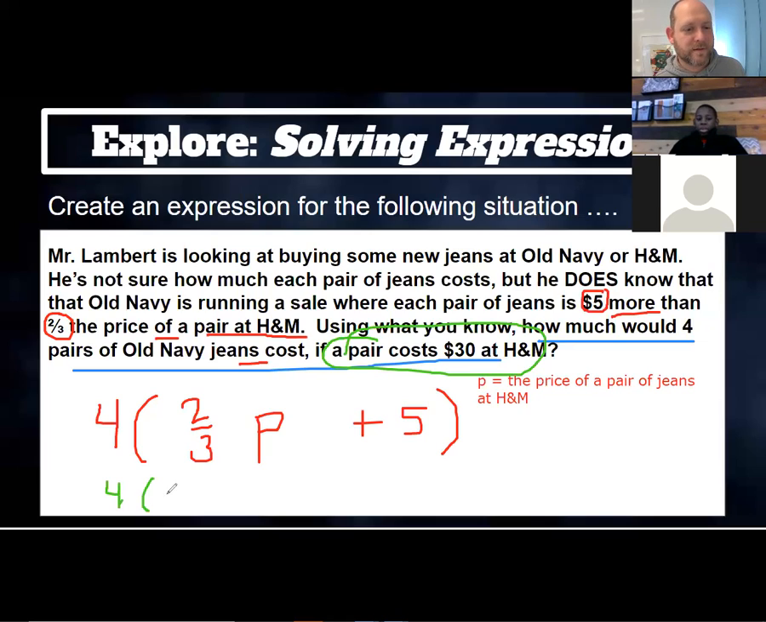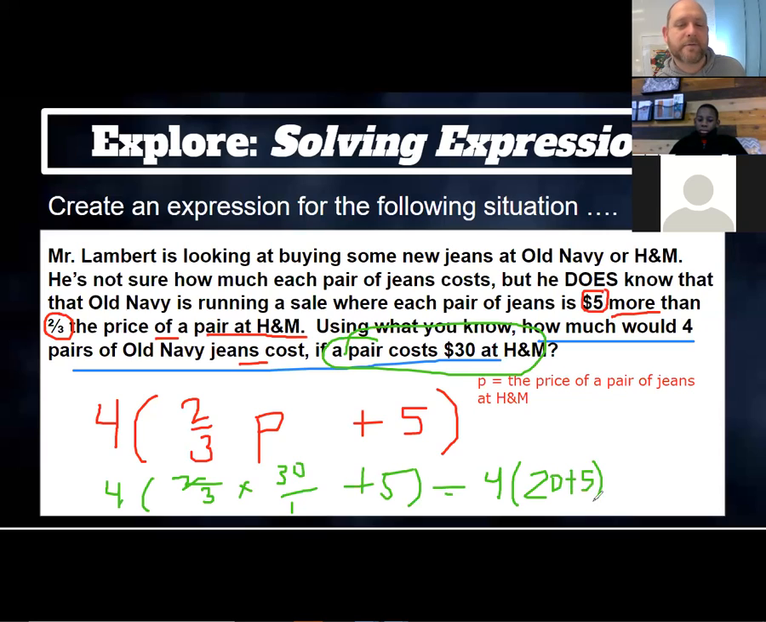2/3 of 30 would be 20. Got it. Times 30 over 1, right? Plus 5, and that would be 4 times, you're right, 20 plus 5, which is 20, what? 25. So how much does it cost me for 4 pairs of jeans? $100. You got it. Brilliant. Brilliant, guys. Okay, so that's how you'll need to run those things out.